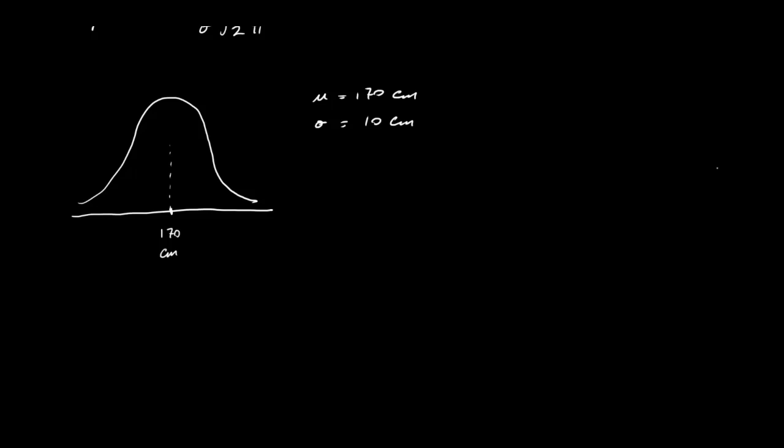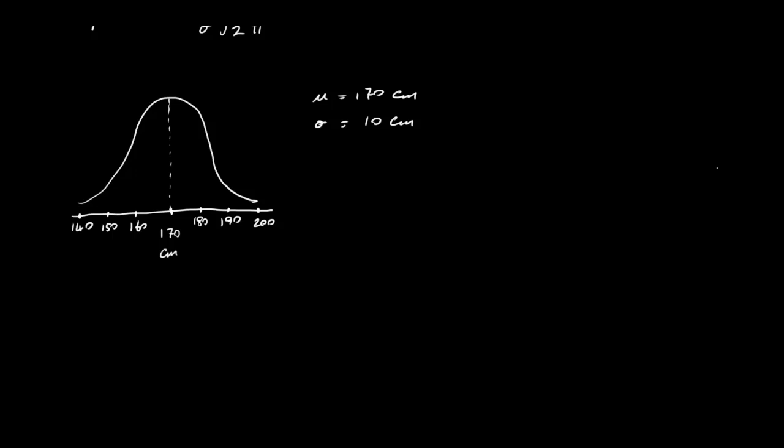So we can see our mean here is 170. We can go up here to 180, 190, and out to 200 centimeters, and down here then we would have 160, 150, and 140 centimeters. So these are the heights of people plotted.